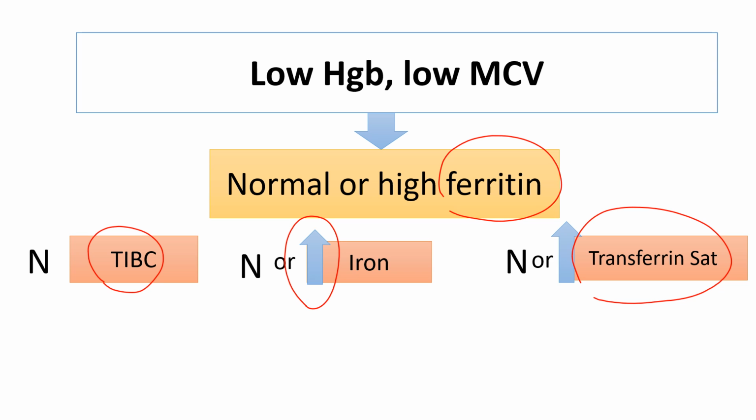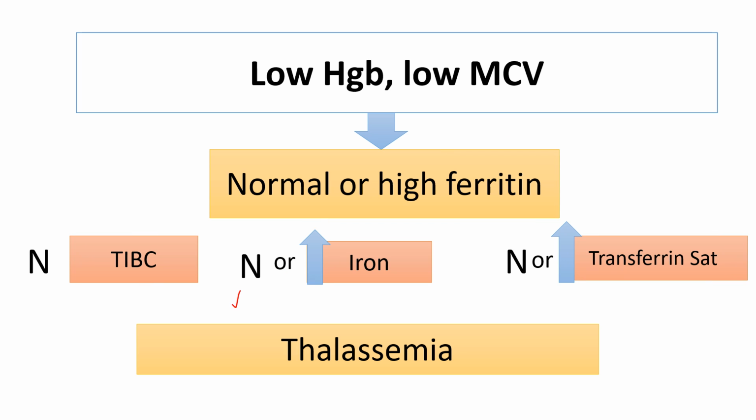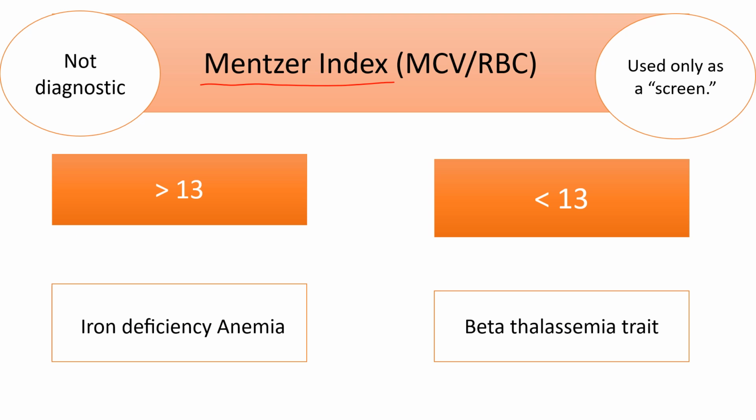If you remember anemia of chronic disease, the serum ferritin was normal or high, but the TIBC was low, iron was low, and the transferrin saturation was low. This is not anemia of chronic disease. This is something else. These labs are suggestive of thalassemia. The best next step is to order electrophoresis. Mentzer index is an excellent screening tool.